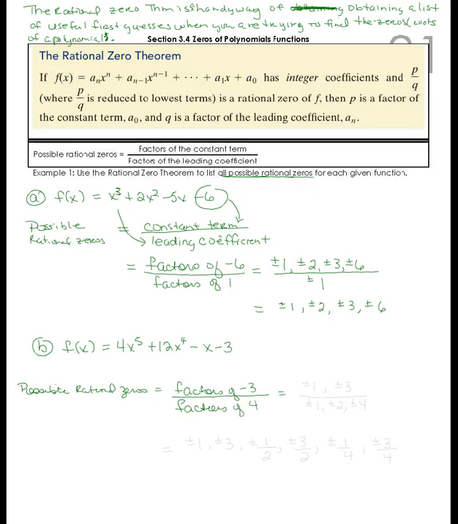So we're going to list all the possible factors of -3: plus or minus 1, plus or minus 3. And all the possible factors for 4: plus or minus 1, plus or minus 2, plus or minus 4.